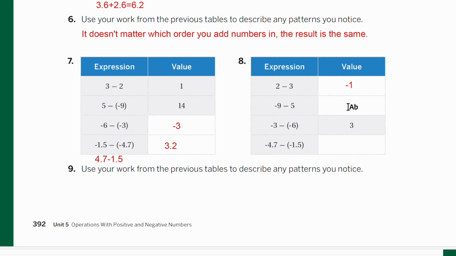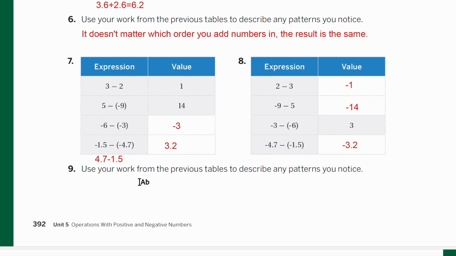Let's go to the next one, negative 9 minus 5. So we'll start at negative 9, we'll move down 5 spaces, and we'll end up at negative 14. Once again, we did not get the same answer. And in the last one, we have negative 4.7 minus negative 1.5. So we'll start at negative 4.7, we'll move up 1.5 spaces, and we'll end up at negative 3.2.